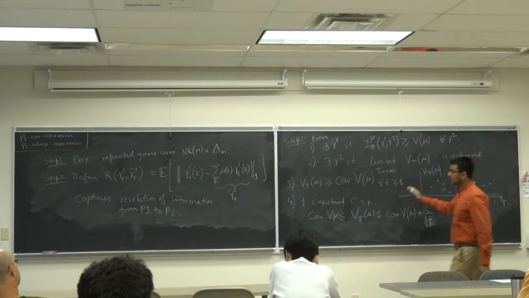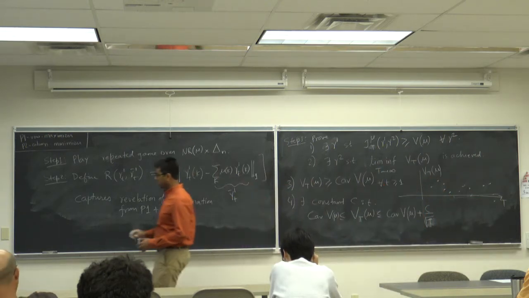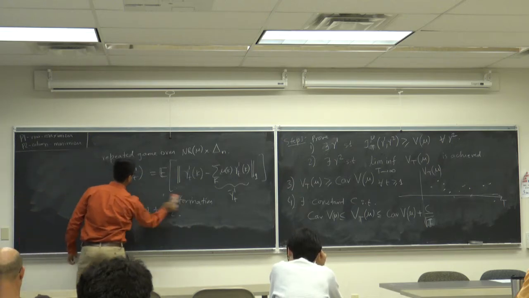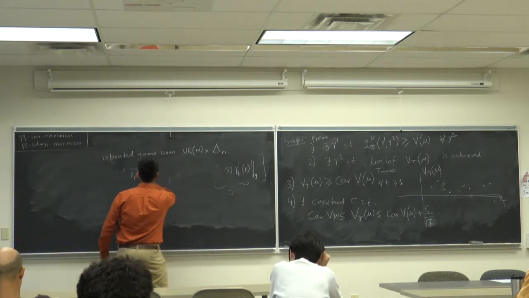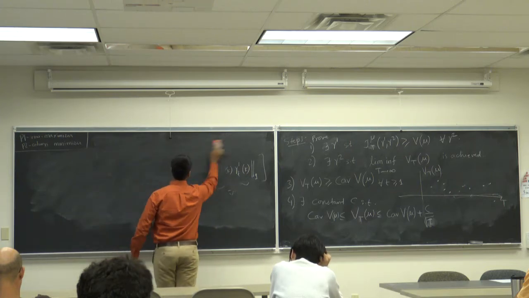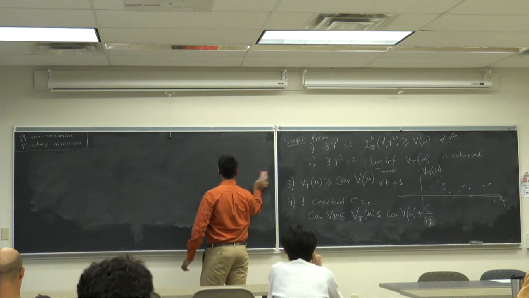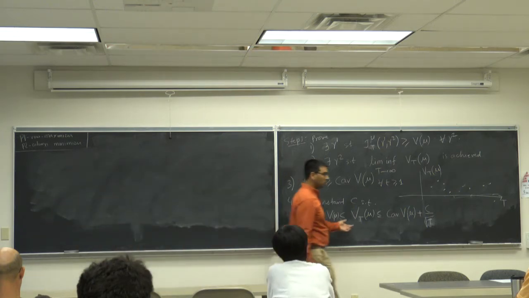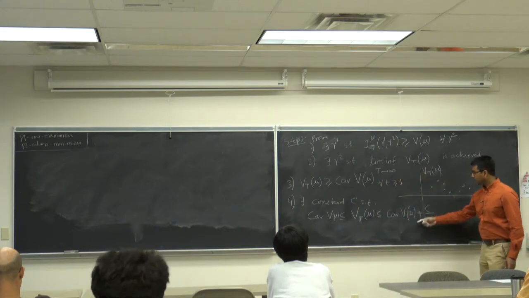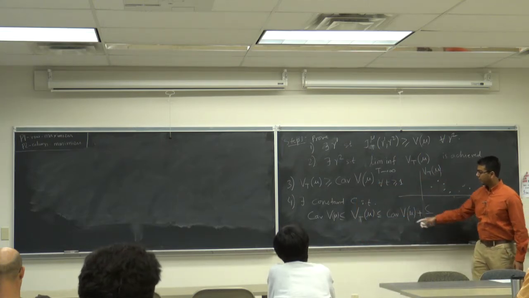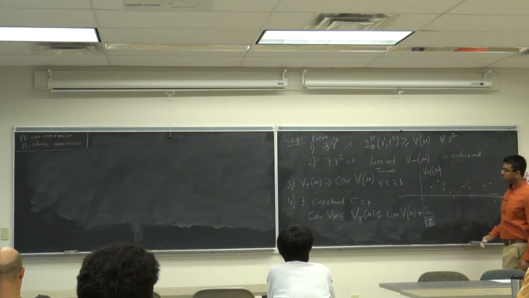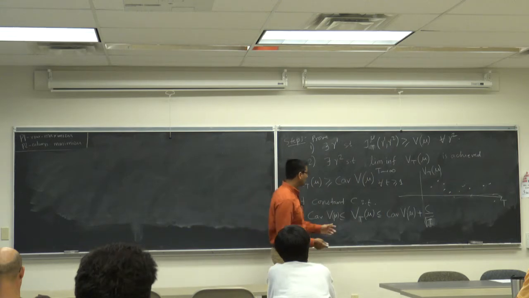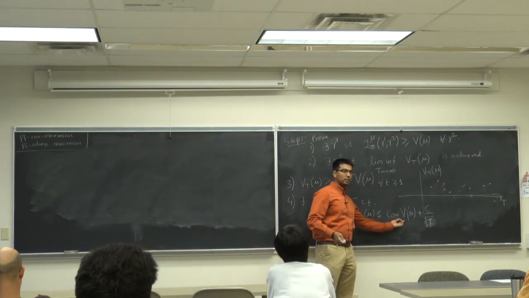Okay, so with all this background, this basically says how the value of the T-stage game is going to converge to cav of V mu, and in the limit you achieve cav of V mu. But now the question is, how do you come up with a strategy that can achieve this value?